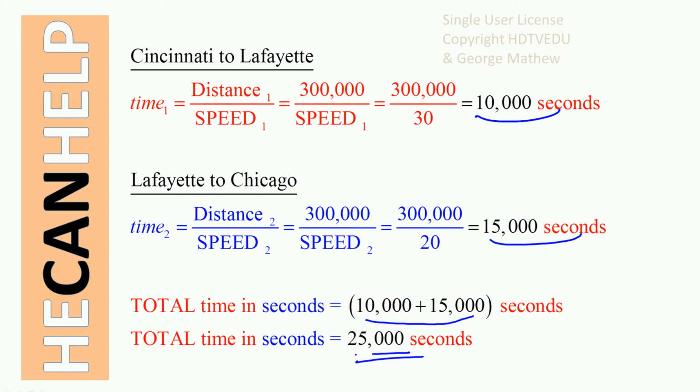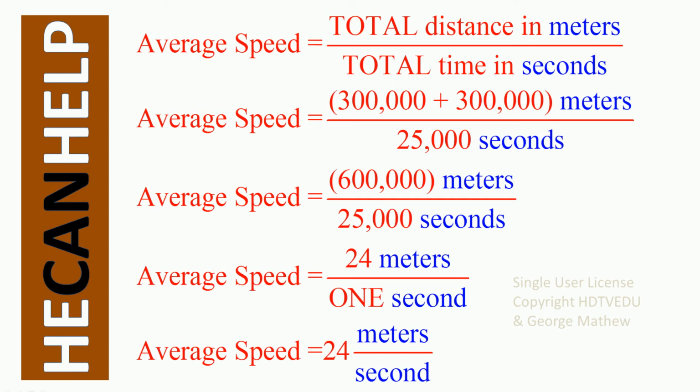We have the total distance, 600,000 meters. This is from Cincinnati to Chicago through Lafayette. Lafayette is in the middle. So average speed is total distance in meters divided by total time in seconds. So 300,000 plus 300,000 divided by 25,000. And what do we get? 24 meters in 1 second. 24 meters per second is your average speed.